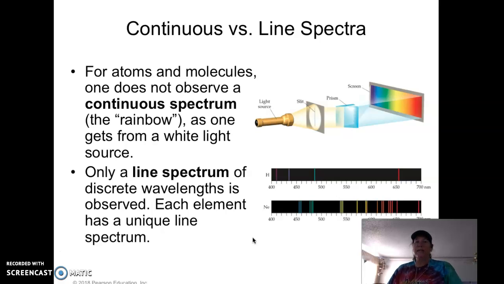So it doesn't give off a continuous spectrum like a rainbow. Instead, when you have a source of white light that goes through it, it breaks it up into parts, and then they have distinct wavelengths, and each wavelength is a special color. So each element has a unique wavelength spectrum, and that's one of the ways they can identify what it is.